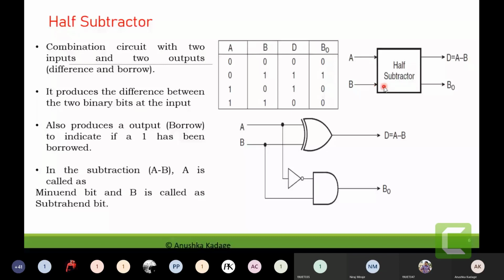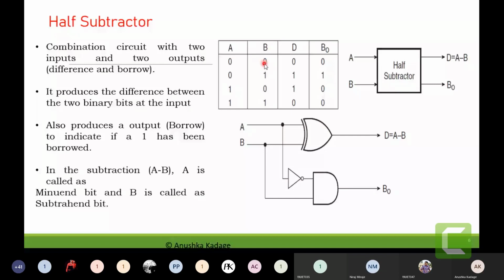For this half subtractor, again two inputs will be present and two outputs will be present. One is the difference, represented by D, and the other output is the borrow output, which will be represented by B0. Corresponding to the two inputs, we have four input combinations specified in the truth table. Corresponding to each combination, we have to write the difference and borrow values.